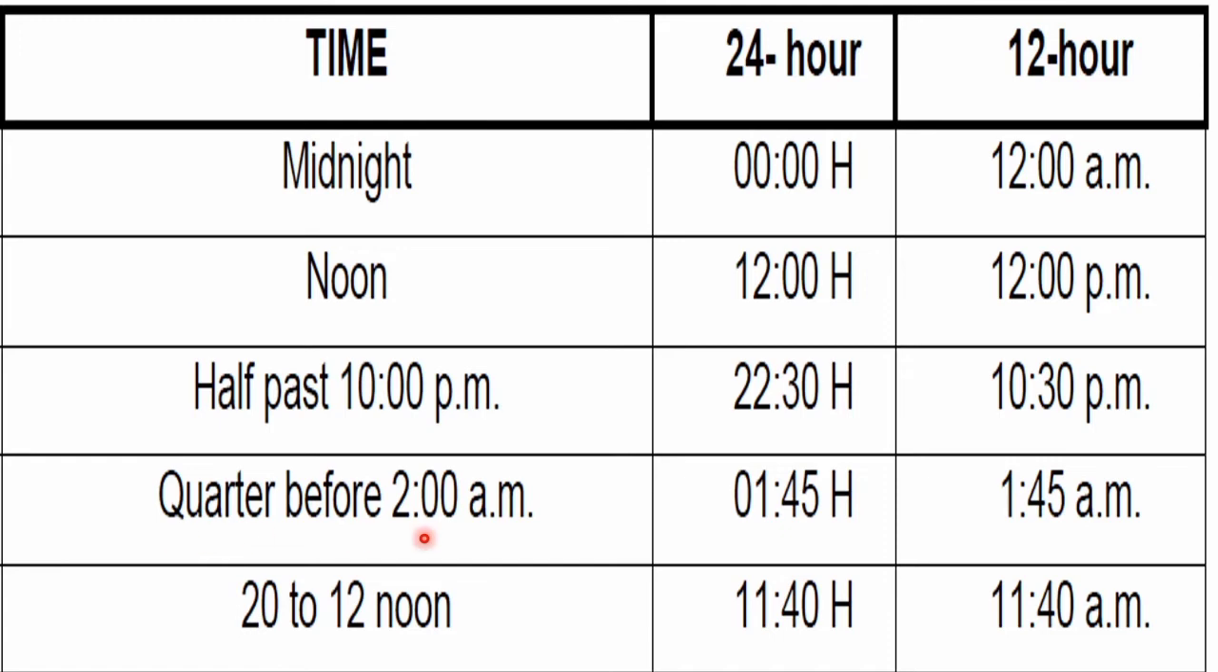Next example is quarter before 2 a.m. When we say quarter before 2 a.m., ang equivalent nito sa 12-hour clock is 1:45 a.m. Okay? Next, if you convert 1:45 a.m. into 24-hour clock time, ikakopy mo lang siya. And then, nagdagdag lang tayo ng 0 sa unahan. Kaya meron tayong 01:45 hours.